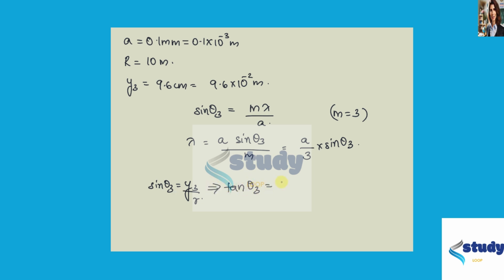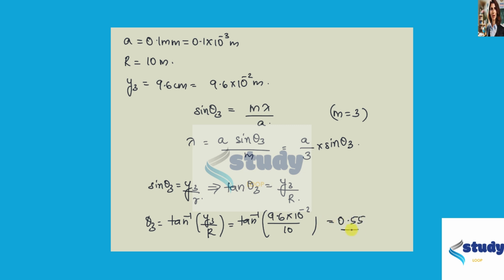tan theta 3 is equal to y3 divided by capital R. Thus, theta 3 is equal to tan inverse of y3 by capital R. On substituting the value, tan inverse of 9.6 into 10 raised to minus 2 divided by 10, which implies theta 3 is equal to 0.55.